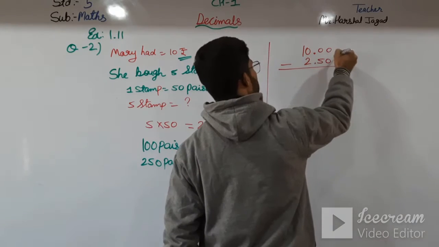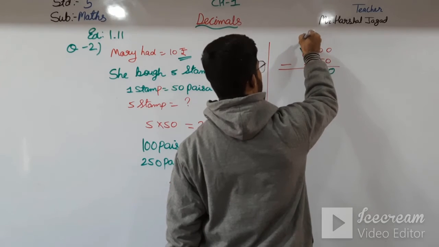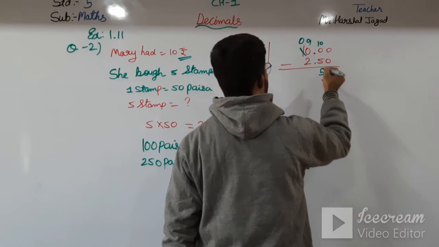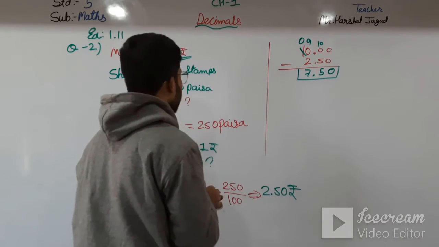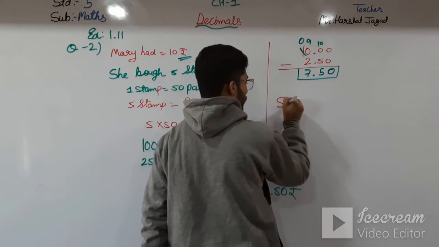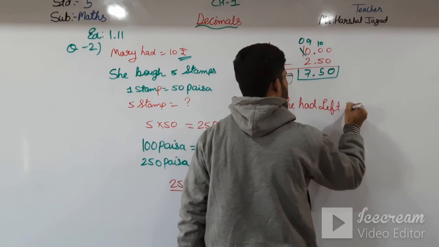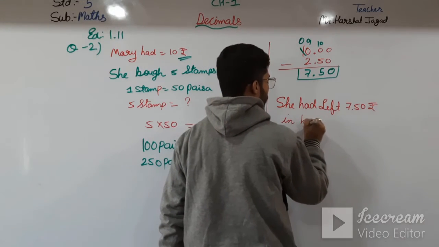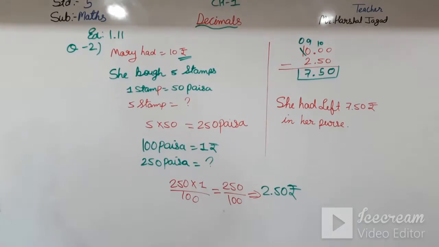Here 0 minus 0, and 0 minus 5 is not possible, so first of all here it will be 0, here it will be 9, here it will be 10. 10 minus 5, 5. 9 minus 2, 7. So our answer is she had 7.50 rupees left in her purse. Please note down this, students.